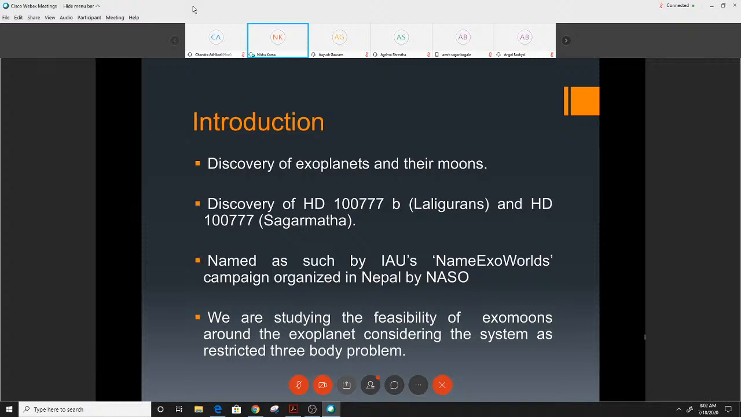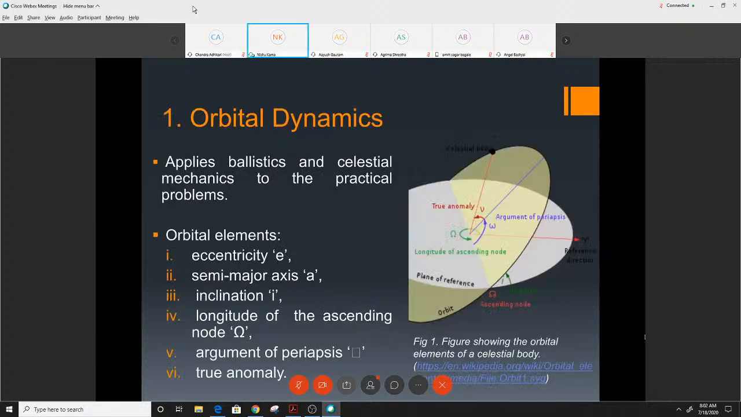These were Nepali names, so we were very convinced to study more about the system. Hence, we are studying the feasibility of moon-size and Earth-size exomoons around the exoplanet Laligrass, considering this whole system as a restricted three-body problem. So, to the core discipline within space exploration.